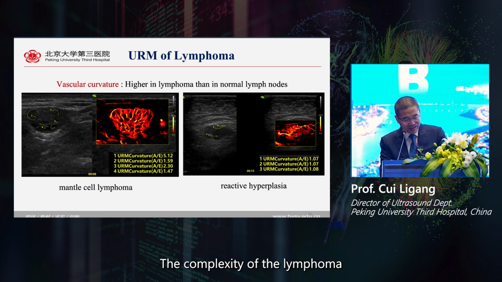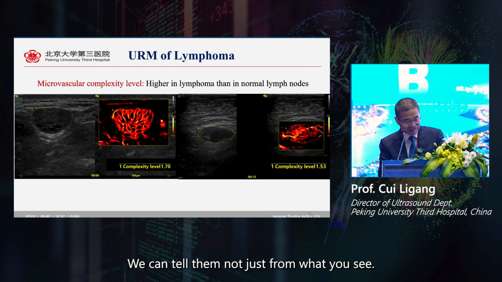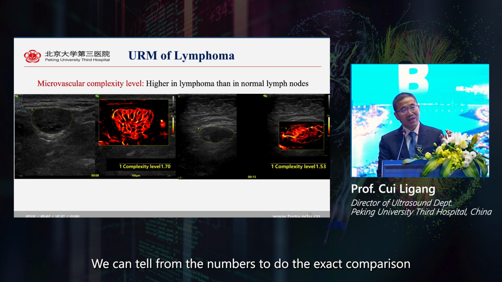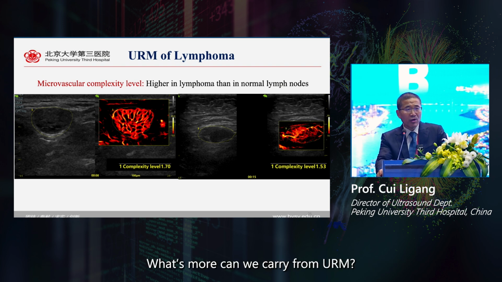The complexity of the lymphoma is also higher compared to normal lymph node. We can tell them not just from what you see. We can tell from the numbers to do the exact comparison between different groups. What more can we get from URM?